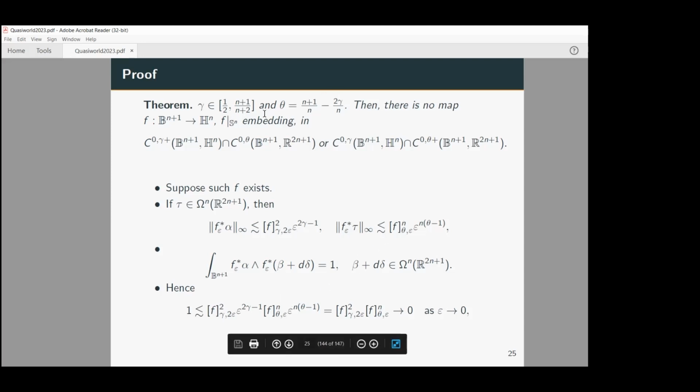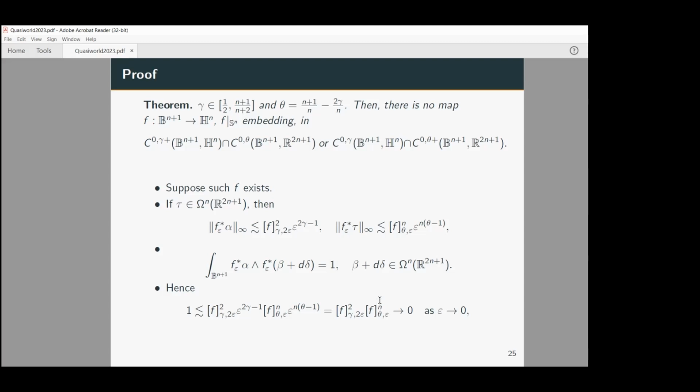Now, because gamma and theta are connected through this equation, that theta equals (n+1)/(n-2) times gamma over n, it turns out that the exponents 2 gamma minus 1 and plus n times theta minus 1 add up to 0. So they are gone. So we get that this is just the gamma norm squared of f and the theta norm to the power n. And that converges to 0.